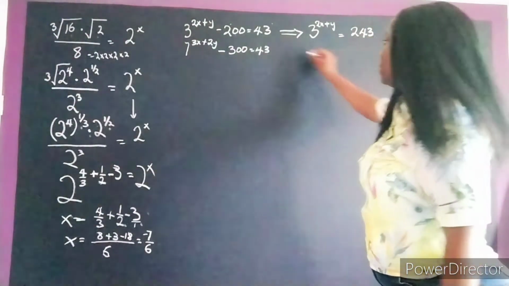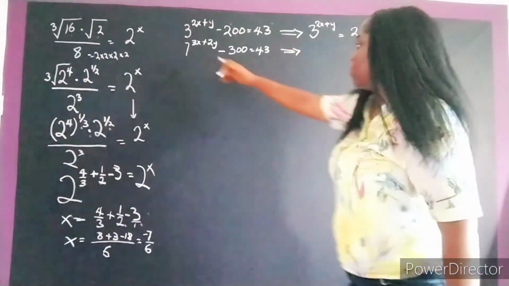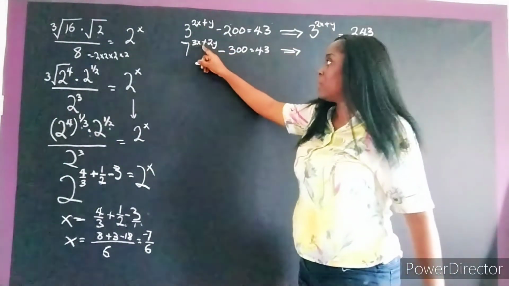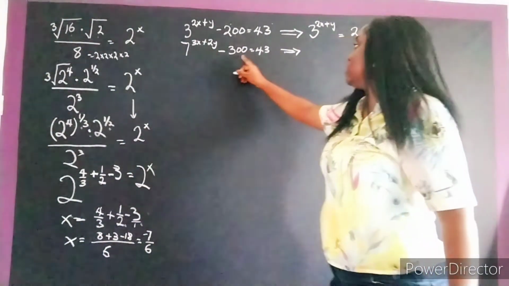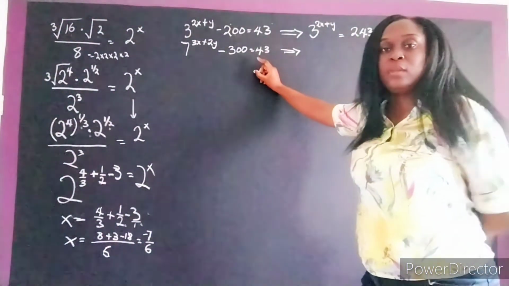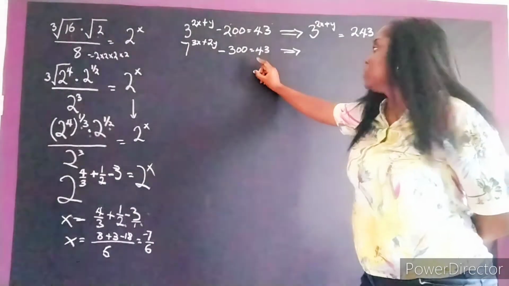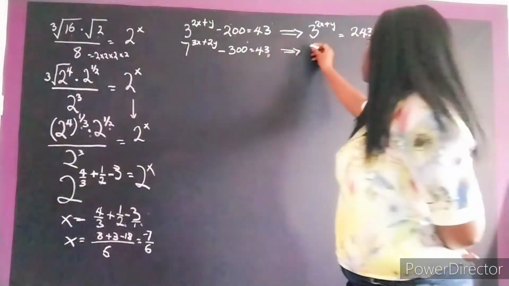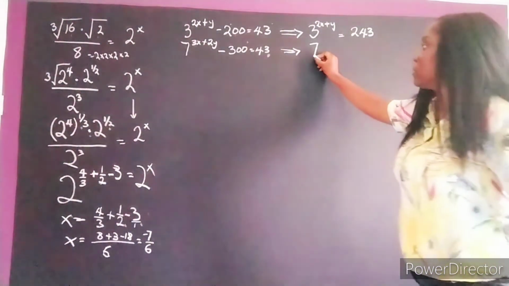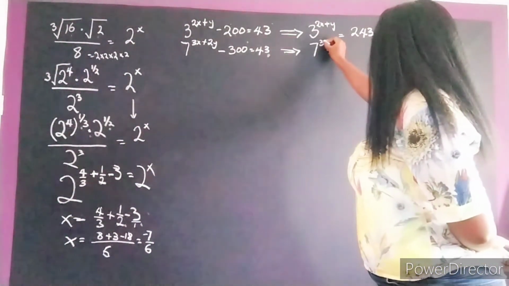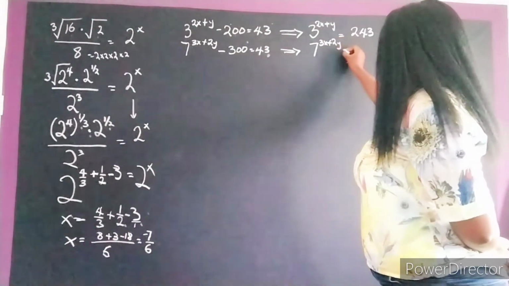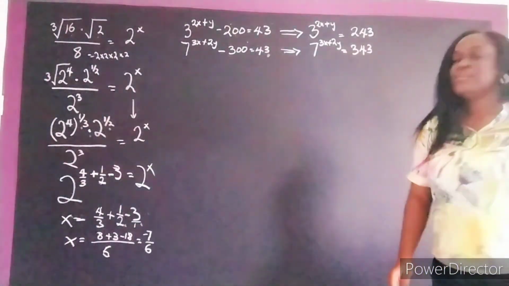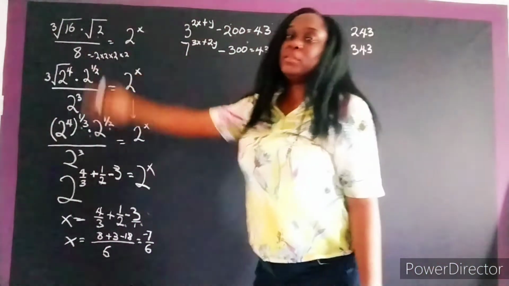243. Then for the other side, we'll have 7 raised to the power 3x plus 2y minus 300 equal to 343. So if we add 300 to both sides, it cancels this out and adds to this side. So we'll have 7 raised to the power 3x plus 2y equal to 343. So now we have something similar to what we have on this other side.